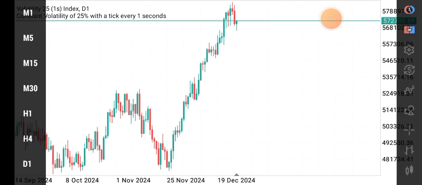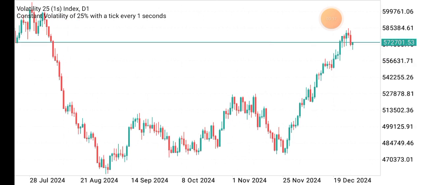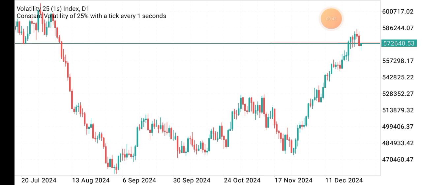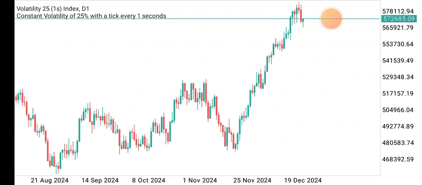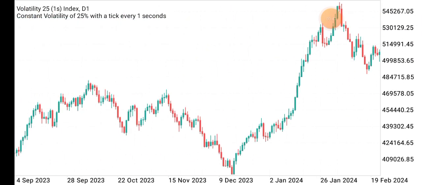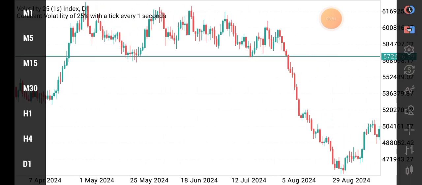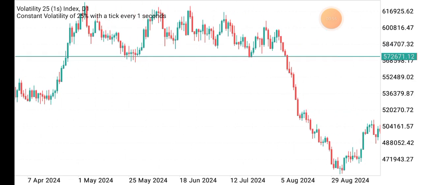The first thing I had to do was come to the daily time frame as usual, and look at what the market is actually doing. As you can see, the market is currently bullish, and it is almost at where we have the current price. You can see there's a strong resistance zone, a support zone the market had been buying from.